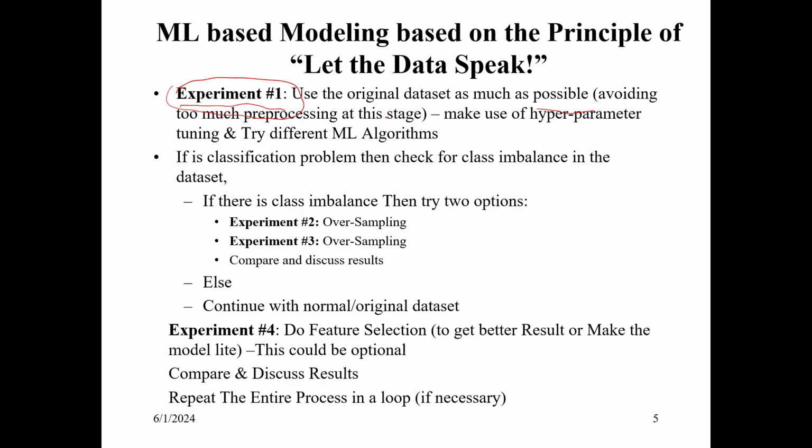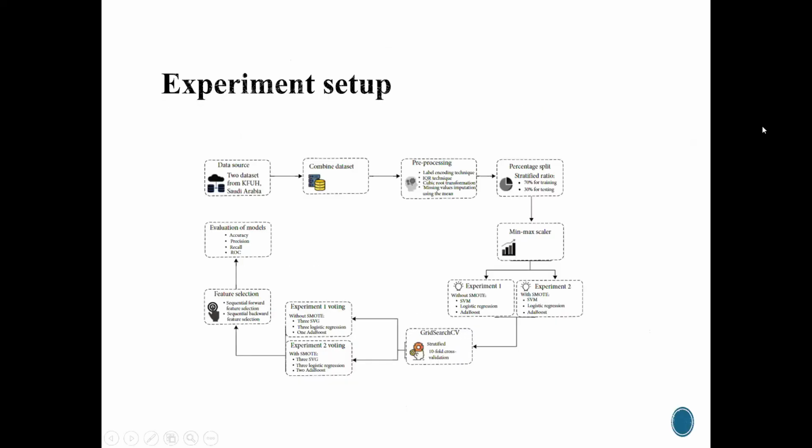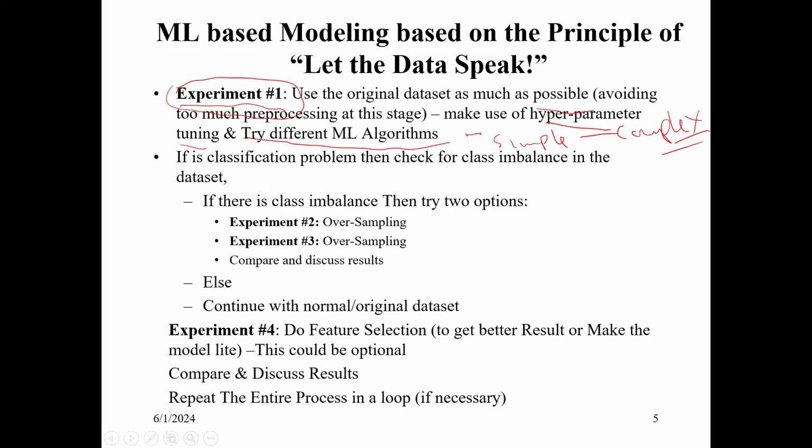Once you use the original data set, then try to make use of hyperparameter tuning, the optimization. You have to check it also using the original data set. Also try different machine learning algorithms. It's very important: start from simple to complex. Don't start from complex machine learning algorithms. You might miss the important algorithm that might solve your problem, because sometimes a particular data set might need a very simple algorithm, like KNN, K-nearest neighbor. We call it a lazy classifier, but it could be very powerful.